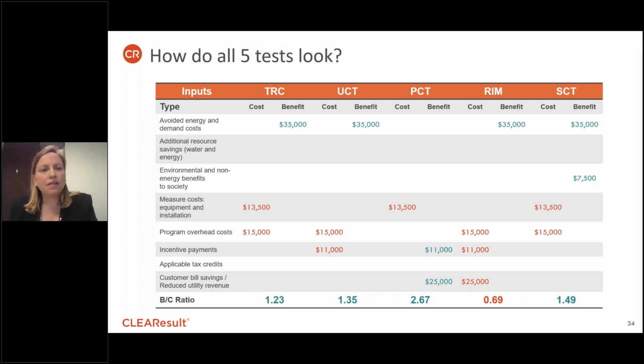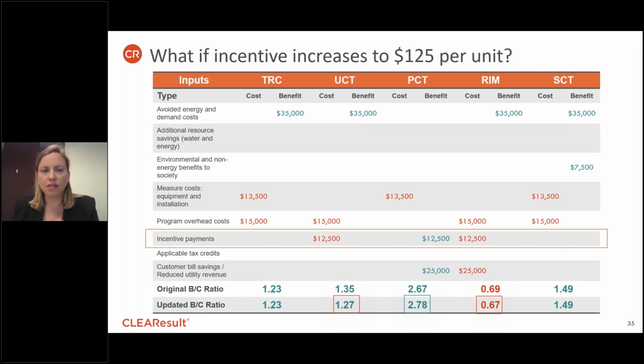So let's say though you're looking at this and you're thinking, I really want to get these 100 thermostats out in the market as quickly as possible. What if I want to change my design a little bit and I want to increase my incentive dollars to the participants to get these moving faster? So let's take the same scenario and change it to increase the incentive that's paid out to the participants in the program. So if we do that, we see that out of the 5 tests, only 3 of them are going to be impacted by changing the incentive.